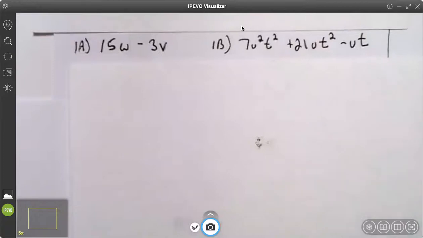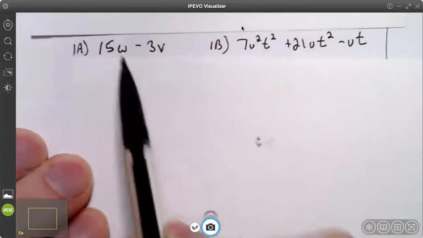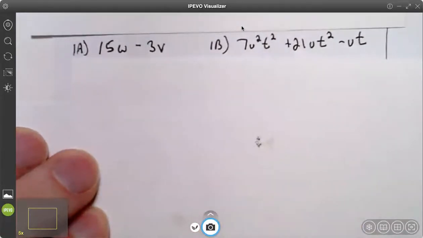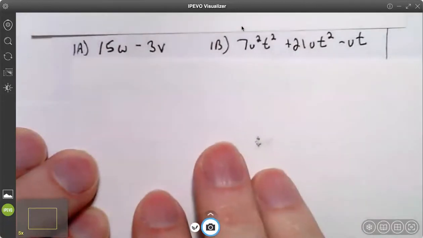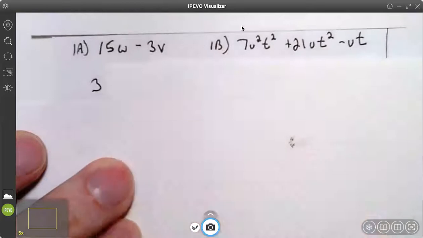The greatest common factor with numbers is the biggest number that'll go into both. So for instance, what's the biggest number that'll go into both 3 and 15 is how we're thinking about the greatest common factor. And the greatest common factor that will go into both 3 and 15 is 3. 3 will go into 3 one time, 3 will go into 15 5 times.